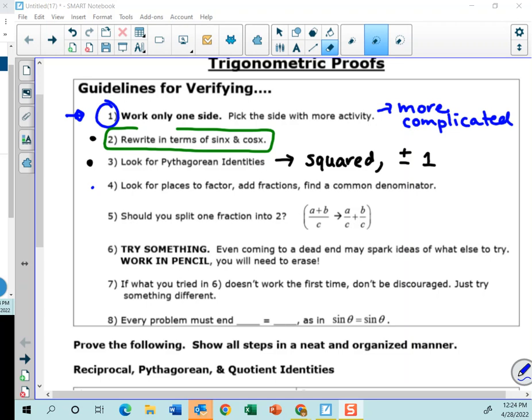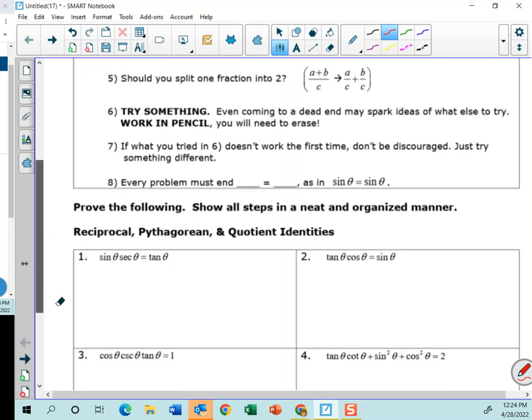Some of the things I've marked here: sines and cosines, we talked about that as a goal, Pythagorean identities as a good goal, algebraic type things you can do. Most important thing to remember, one side is where you're working. Work one side to match the other and focus on changing the more complicated side into something more simple.